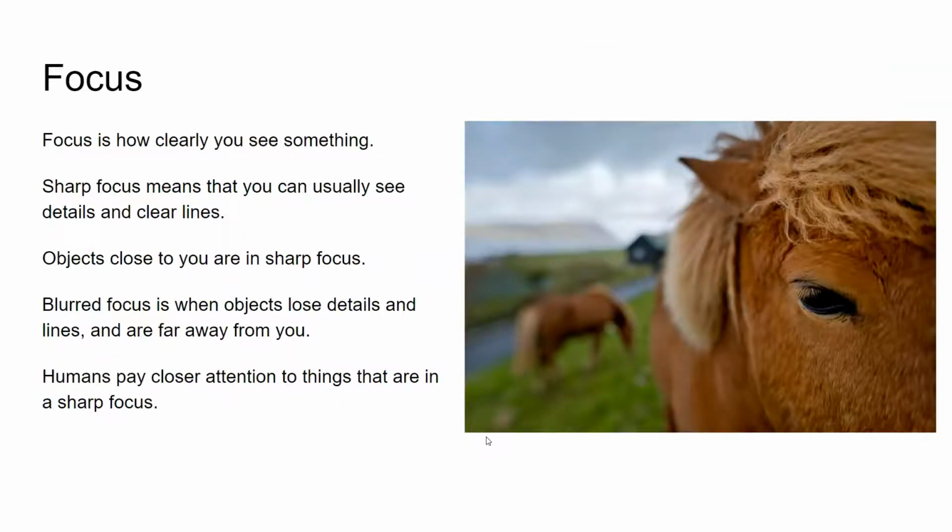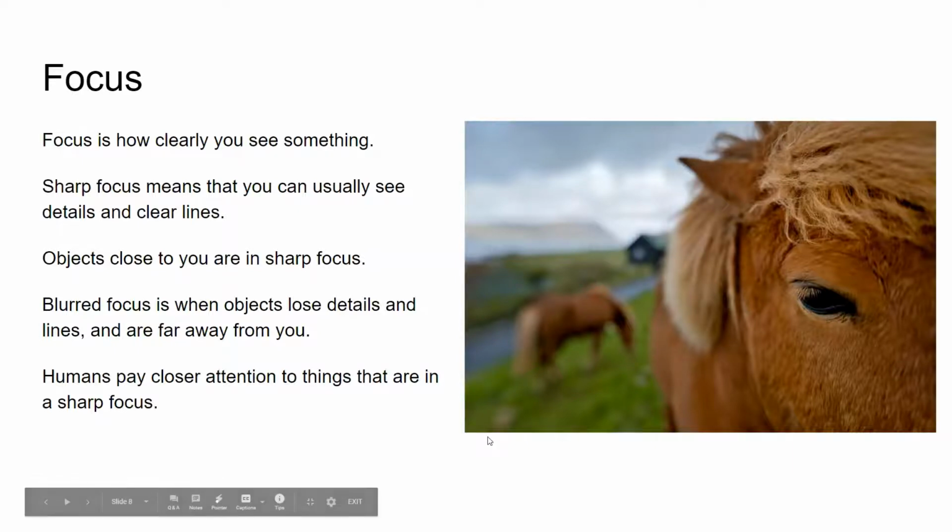Focus is how clearly you see something. If something's in sharp focus, it means you can usually see details and clear lines. Objects that are close to you are in sharp focus. If it's blurry, a blurred focus, objects lose details, they lose their crisp outline, they just become kind of blurry shapes, and they tend to be far away from you. As human animals, we pay closer attention to things that are in sharp focus because that means they are nearer to us and therefore more important.